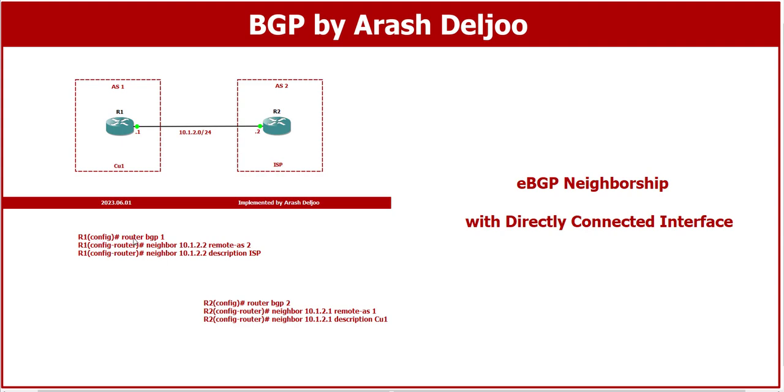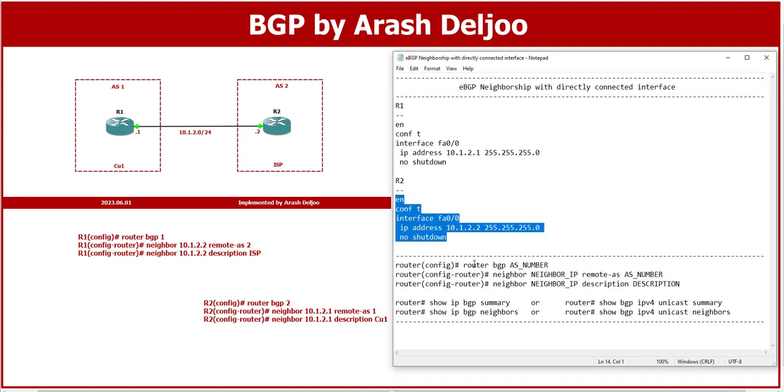Look at here. You need to configure the router BGP AS number first, router BGP 1 in router 1, in router 2, router BGP 2. After that, you can define the neighbor or neighbors. Neighbor IP remote AS number. Neighbor, then the IP address of the router 2's interface, 10.1.2.2. Remote AS is the AS number of actually router 2. The AS number is 2.